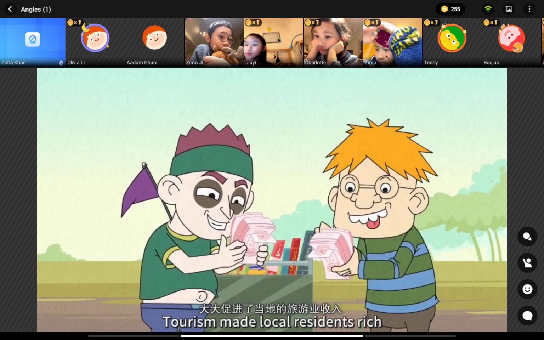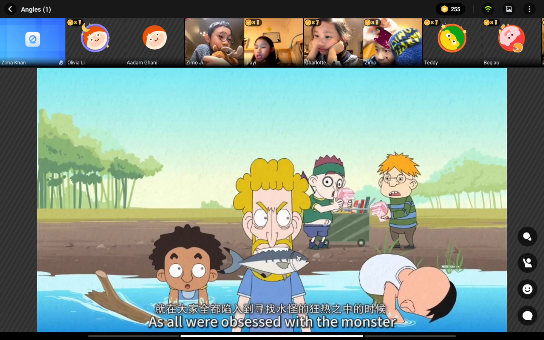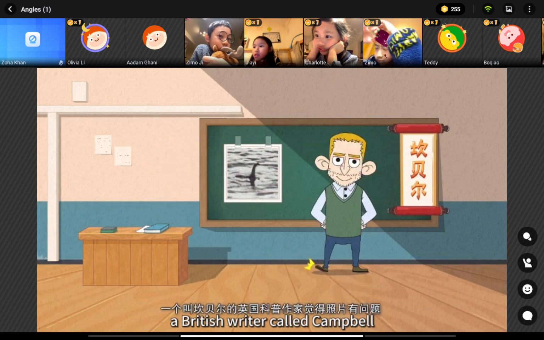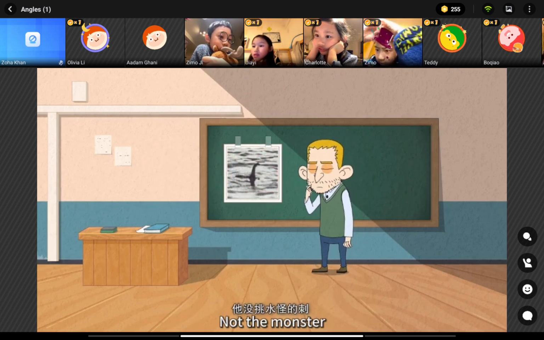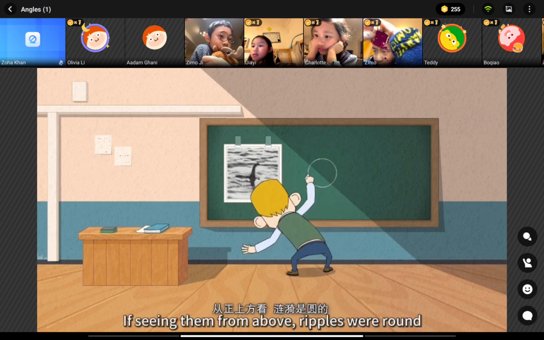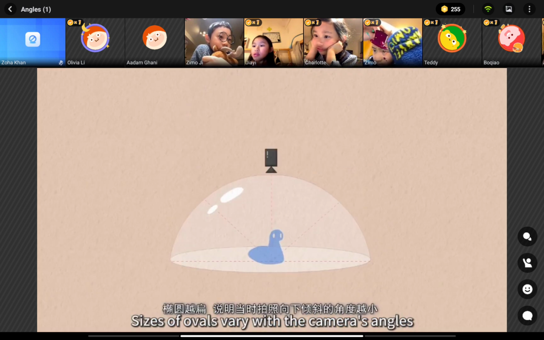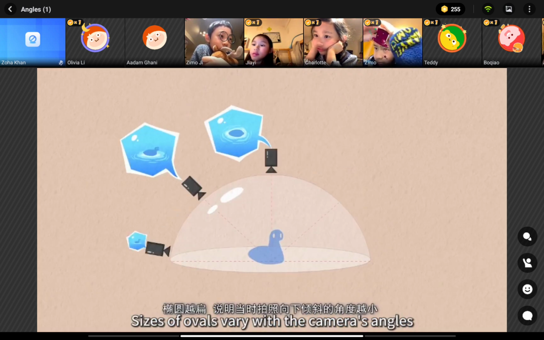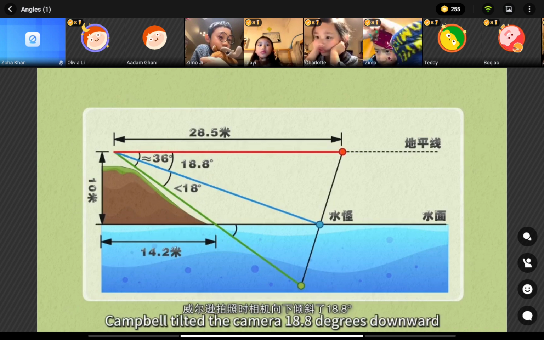Tourism made local residents rich, as all were obsessed with the monster. A British writer called Campbell thought the photo was fake. Not the monster, but the ripples around the monster. If seen from above, ripples were round. If looking from other angles, ripples were oval. Sizes of ovals vary with the camera's angles. According to this, Campbell tilted the camera 18.8 degrees downward.